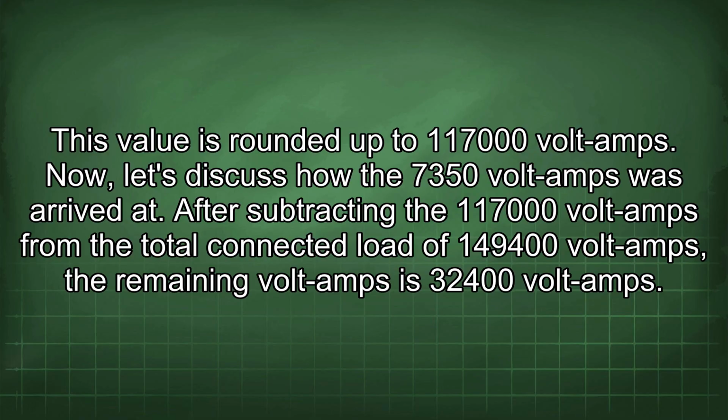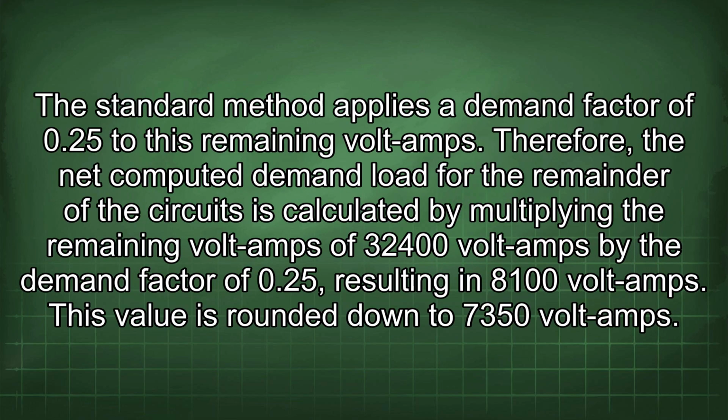Now let's discuss how the 7,350 volt amps was arrived at. After subtracting the 117,000 volt amps from the total connected load of 149,400 volt amps, the remaining volt amps is 32,400 volt amps. The standard method applies a demand factor of 0.25 to this remaining volt amps.